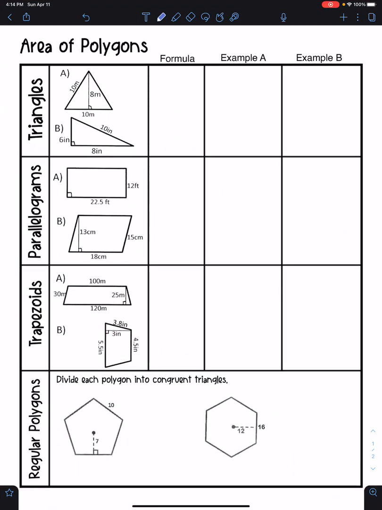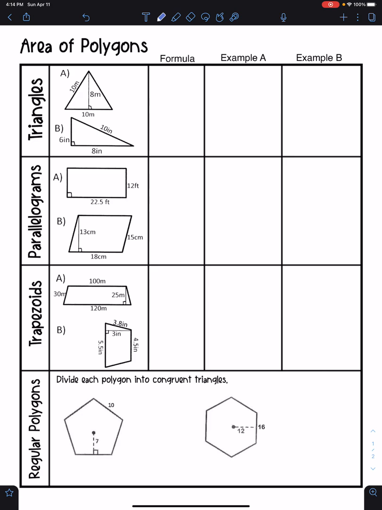Okay, today we're going to talk about area. Probably you have learned some of these formulas before. These are 5th and 6th grade standards, but I know that we all kind of had a different 6th grade year, so I wanted to review all of them to make sure that everybody has what they need for this chapter. So let's start with triangles.